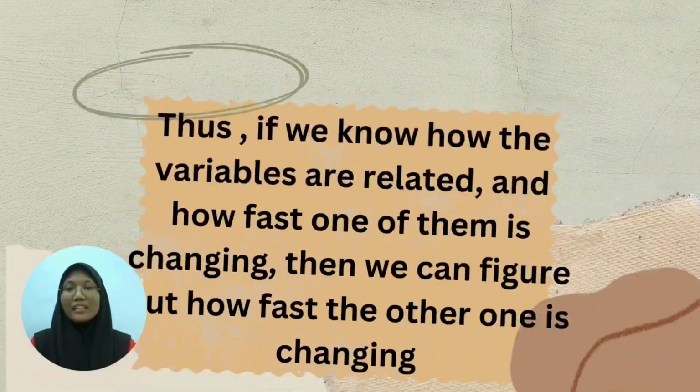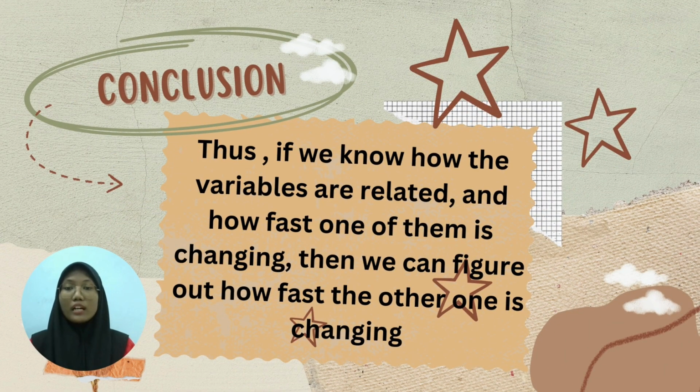So, in conclusion, if we know how the variables are related and how fast one of them is changing, then we can figure out how fast the other one is changing.